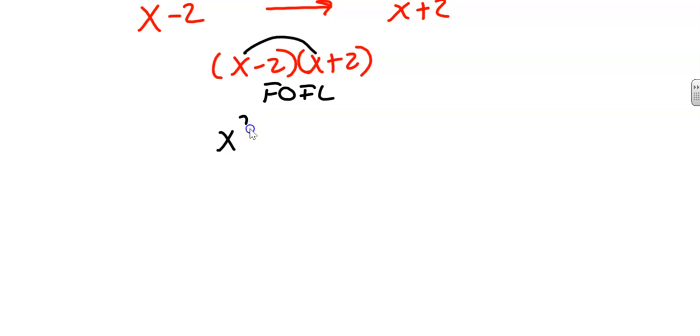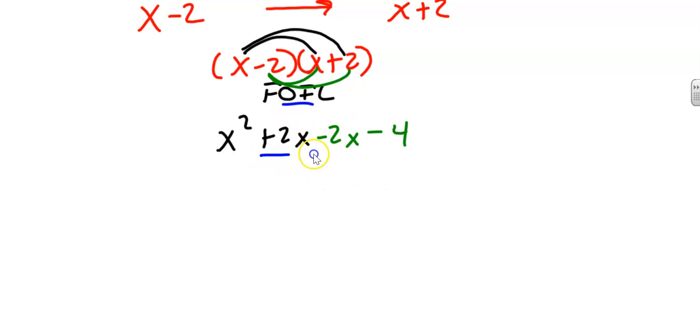We do x times x to get x squared, right? We do x times 2 to get 2x. We do negative 2 times x to get negative 2x. We do negative 2 times 2 to get negative 4. What happens to the O and the I terms? Cancel each other out, right? So this whole thing in here is gone. That's going to leave you with the first number times itself and the last number times itself. So you're going to be left with x squared minus 4. So if we do that with the square roots and multiply the conjugate, the square roots go away and you're left with just whole numbers. So that's why they had you go back and do this whole conjugate thing on this.